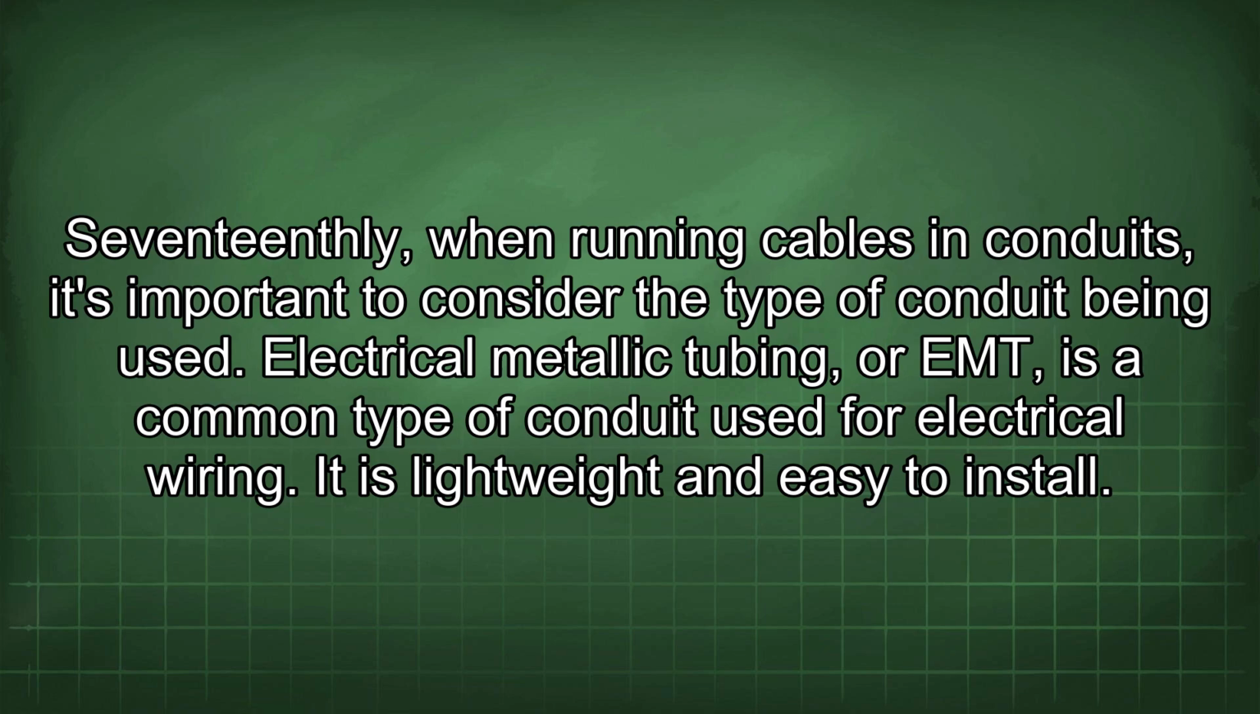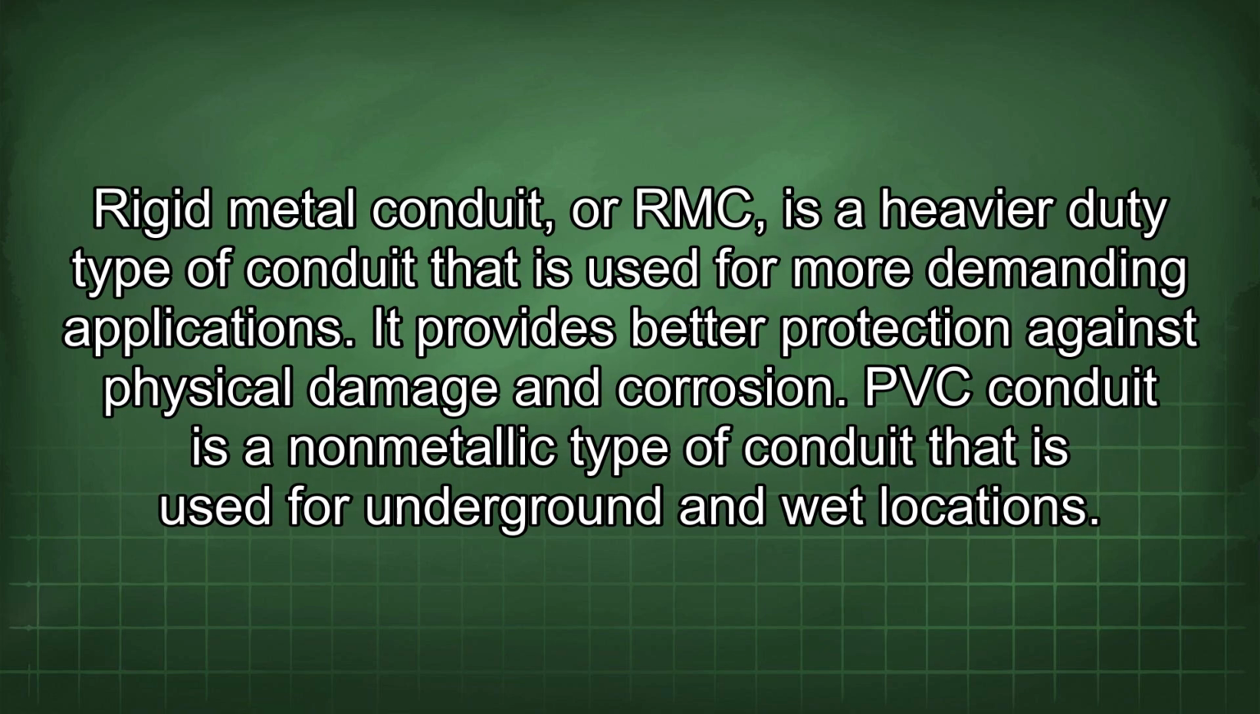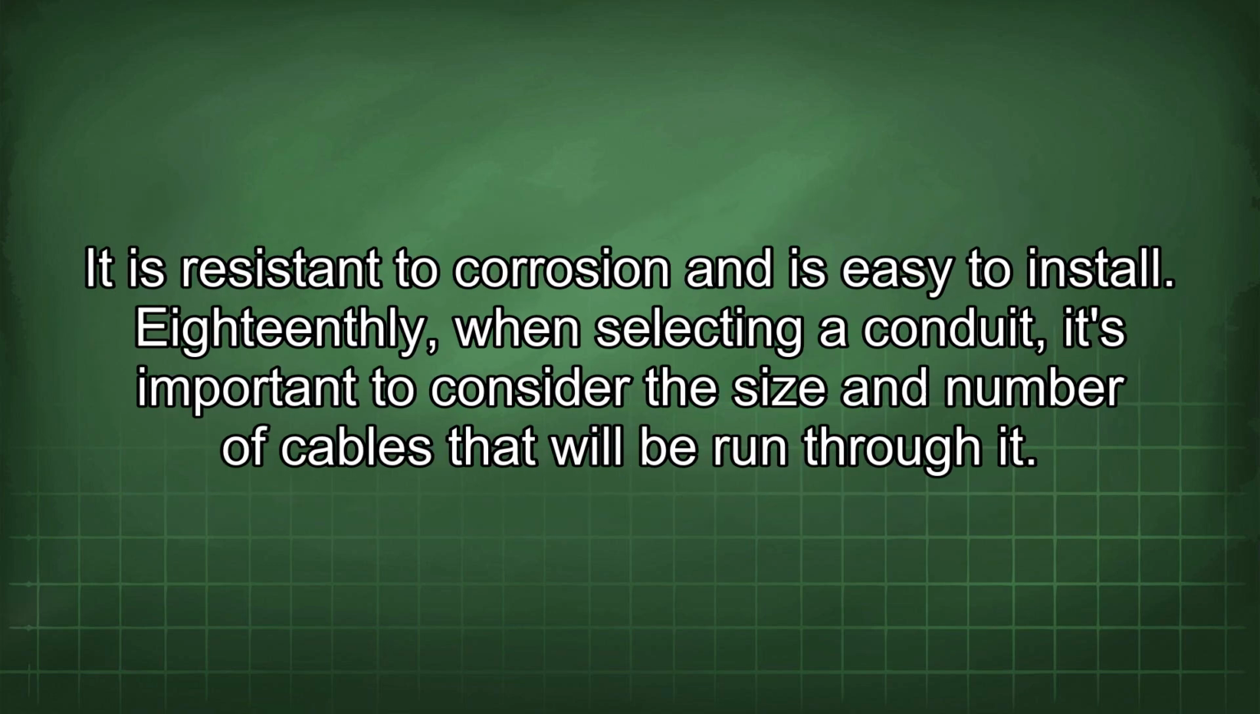It is lightweight and easy to install. Rigid metal conduit, or RMC, is a heavier-duty type of conduit that is used for more demanding applications. It provides better protection against physical damage and corrosion. PVC conduit is a non-metallic type of conduit that is used for underground and wet locations. It is resistant to corrosion and is easy to install.